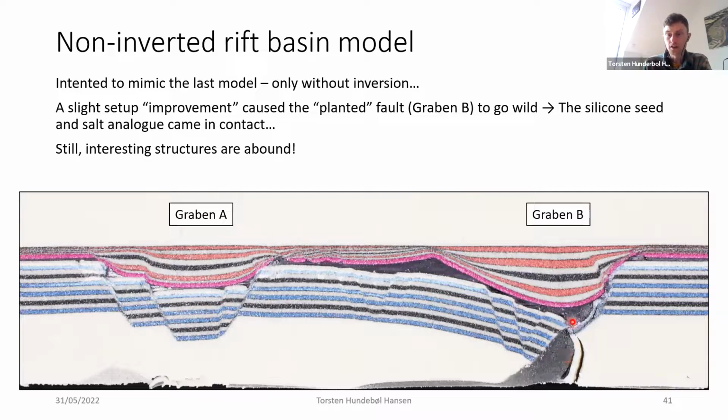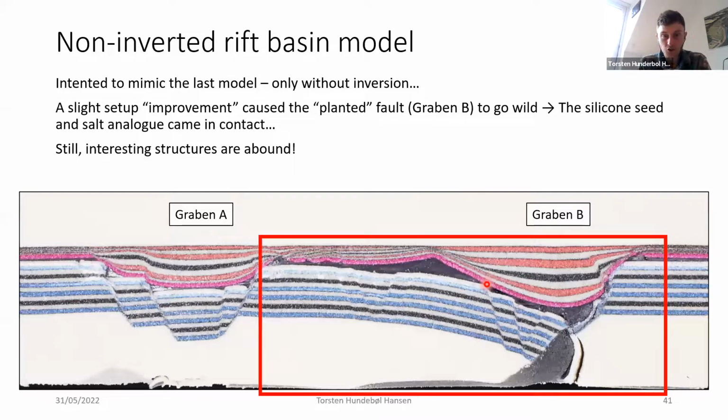So much extension on the half graben fault here that eventually we actually connected the salt analog with the basal polymer, which is not great at all. It doesn't seem to have affected the structures here too much, so we can still enjoy the section here.